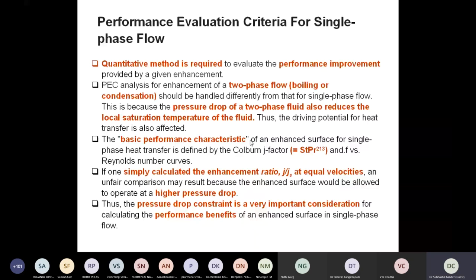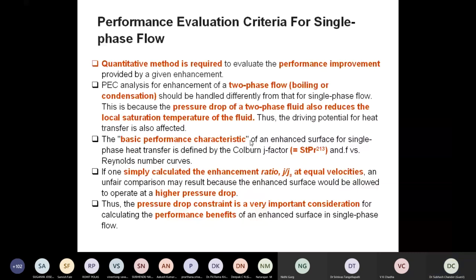Even if you are not from a thermal background, these are not very specialized nomenclatures; you can take them from any heat transfer book and understand this terminology. So the Colburn J factor can be the basic performance criterion, right? The basic performance characteristics of the enhanced surface for single-phase heat transfer are defined by the Colburn J factor and f versus Reynolds number curves. These are the curves that we generally draw from the Colebrook equation, later drawn by Moody in the form of the Moody diagram, right? There we can evaluate the friction factor.